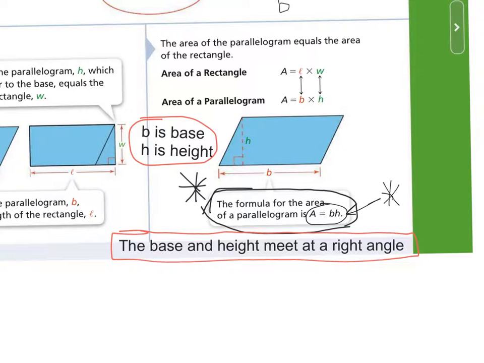And one thing to mention here that we'll need to note as we go along on these problems, the base and height meet at a right angle. So we're always going to make sure that those meet at a right angle, at a 90-degree angle, the base and the height, when we decide what those are.